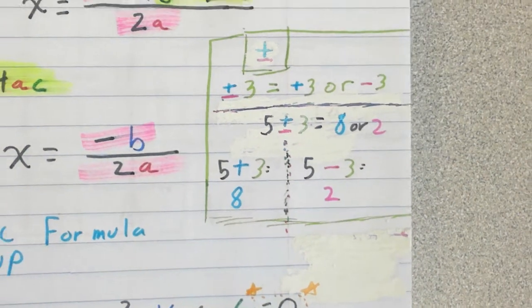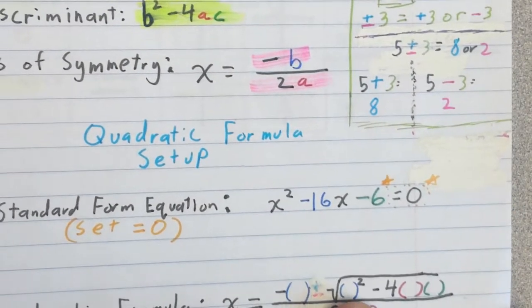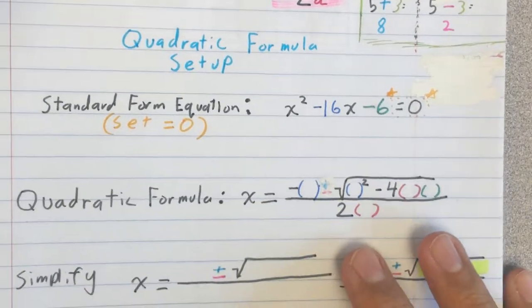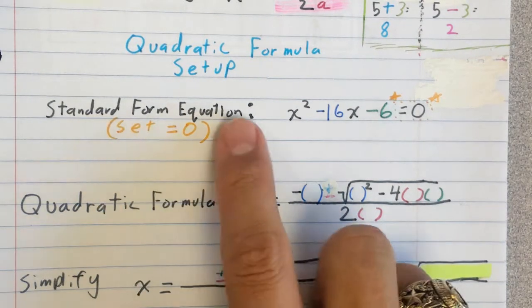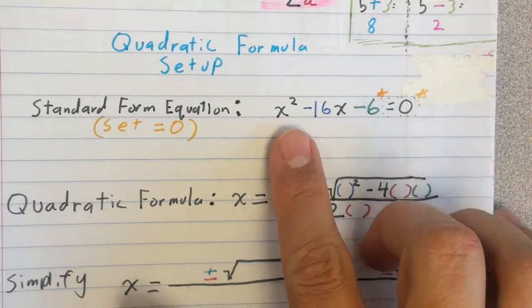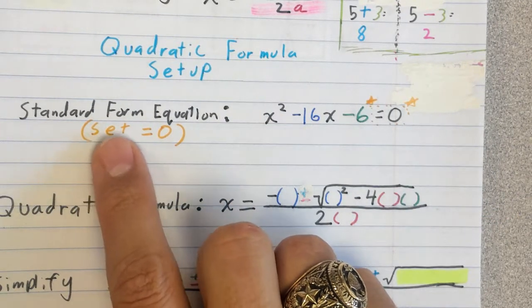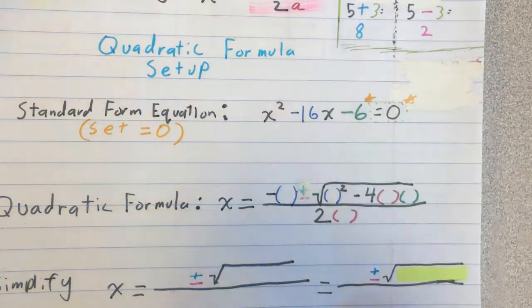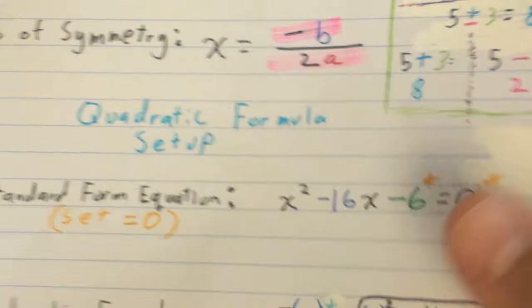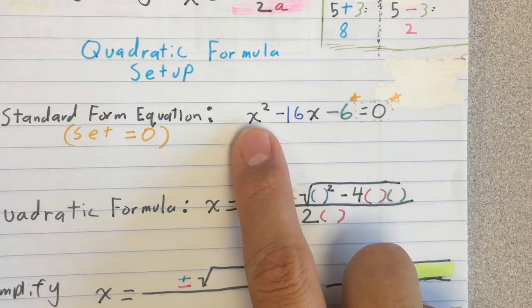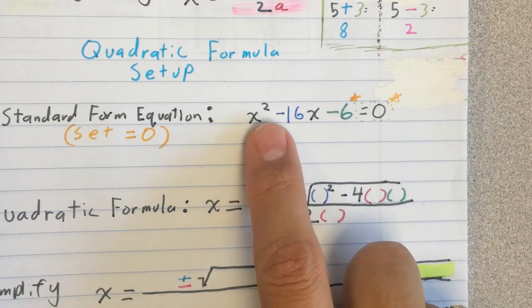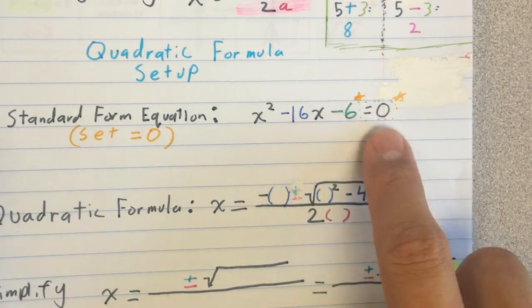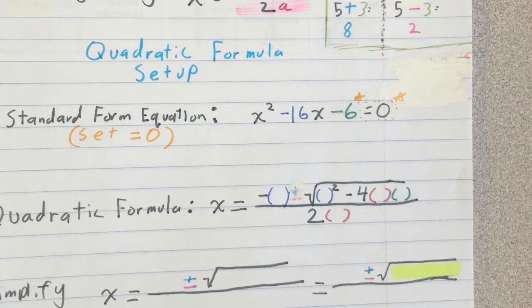Now we're going to look at setting up that quadratic formula. For our quadratic formula setup, we're going to need standard form. The standard form equation needs to be set equal to 0 because we're solving for those intersection points. So here we have an example. We're going to plug this in best we can: x squared minus 16x minus 6 equal to 0.